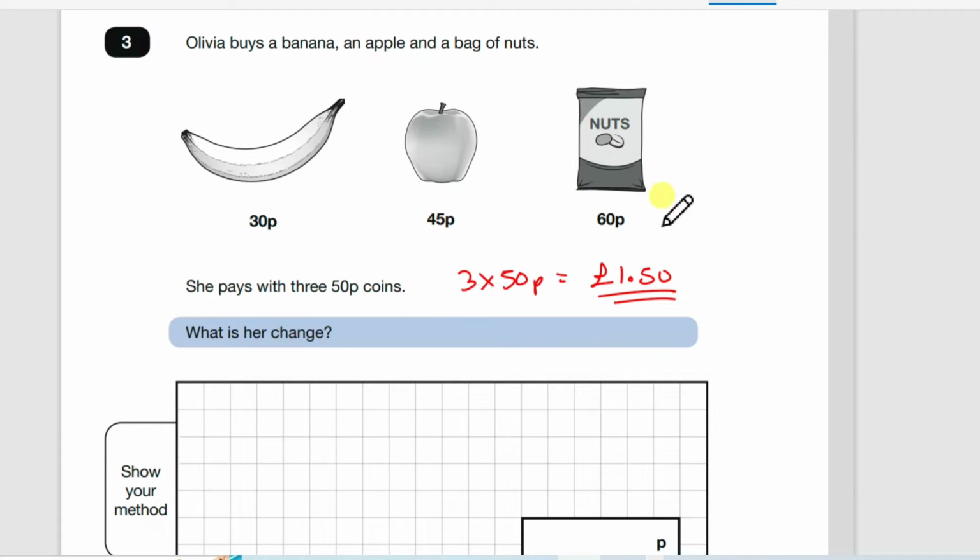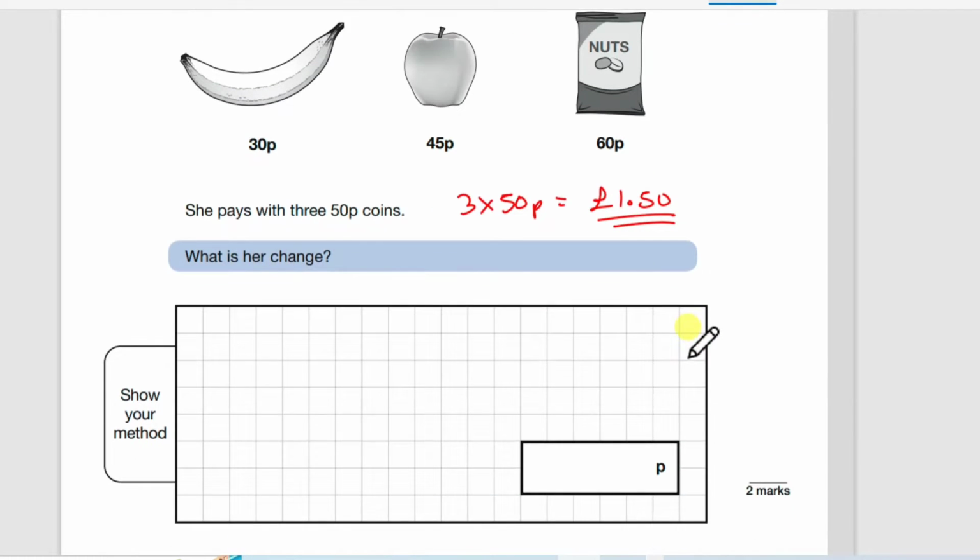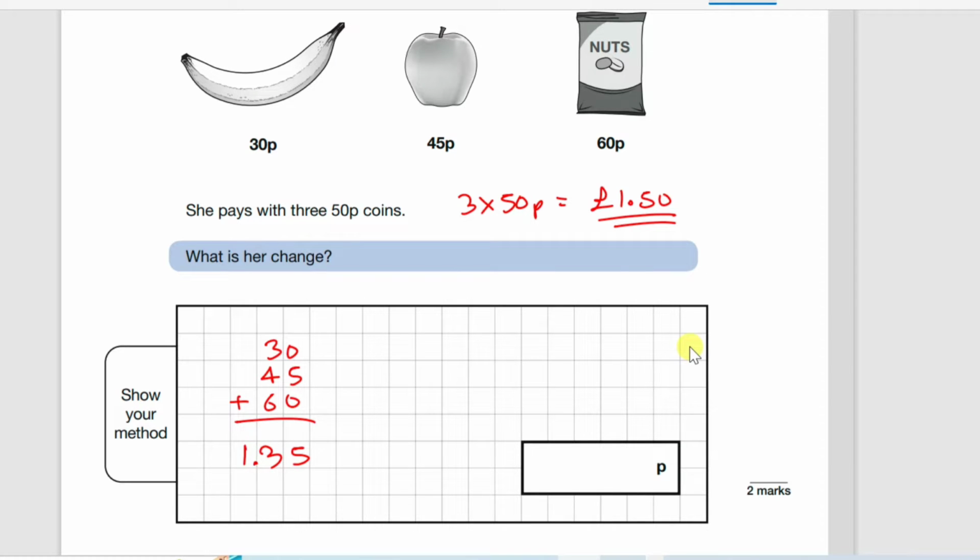So let's add up all the values first and see what we get. If you just line up using the column method, you've got 30, 45, and 60 pence. Add them all up. So you're going to have 0 plus 5 plus nothing is 5. And then 3 plus 4 is 7. 7 plus 6 is 13. So write 13 here. So this is basically £1.35. So the difference between £1.35 and £1.50 should be 15 pence. Cool. And that should be it for this question.